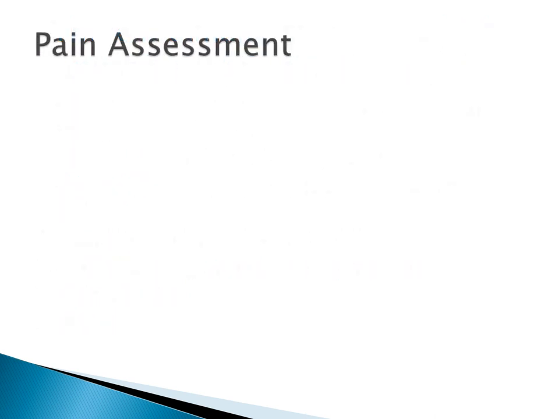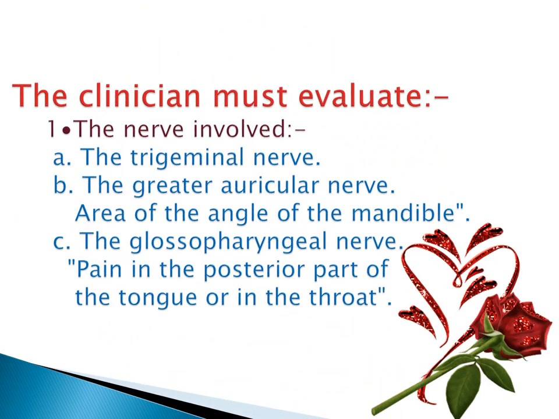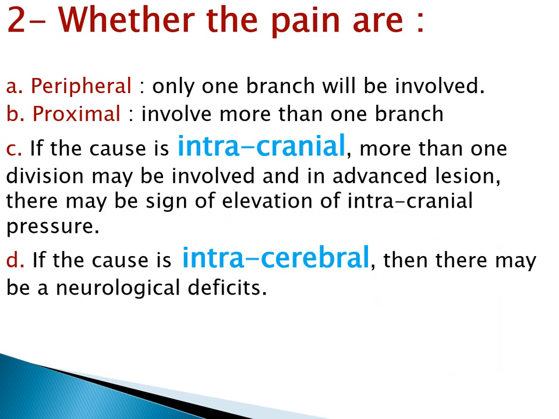Pain assessment, from 0 to 5. The clinician must evaluate: 1. The nerve involved. A, the trigeminal nerve. B, the greater auricular nerve: area of the angle of the mandible and ear. C, the glossopharyngeal nerve: pain in the posterior part of the tongue or in the throat and ear.